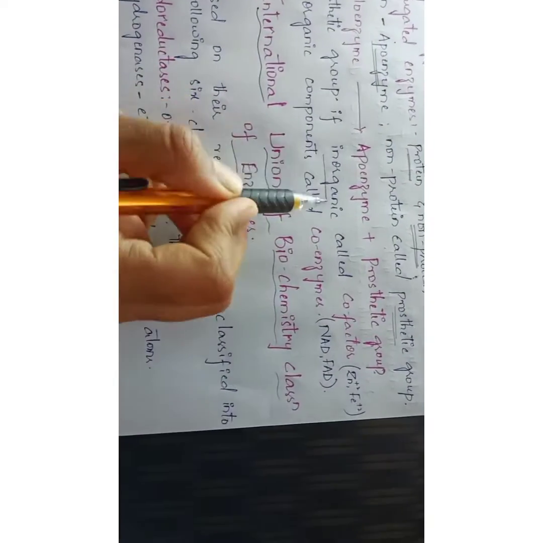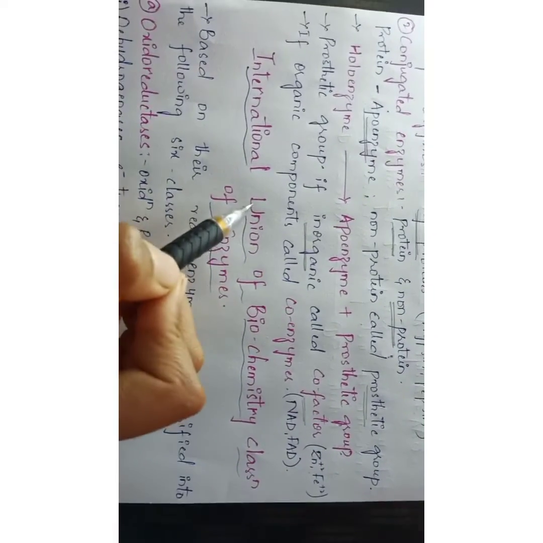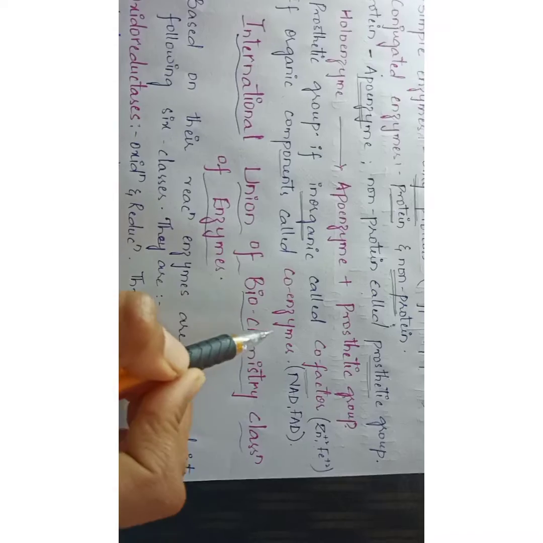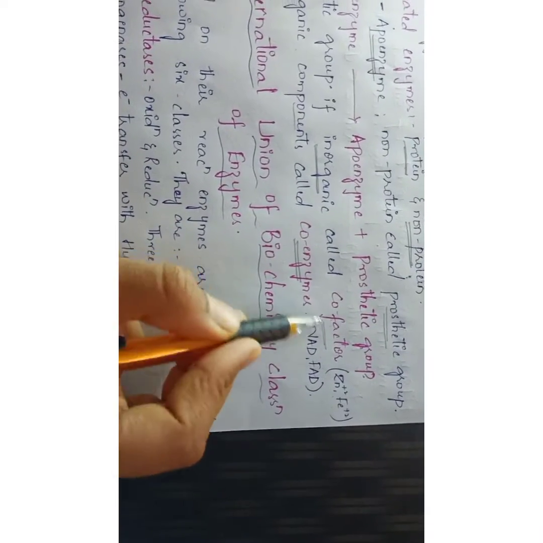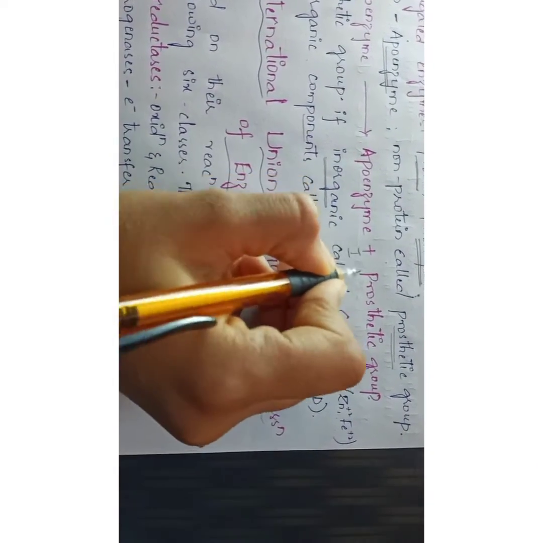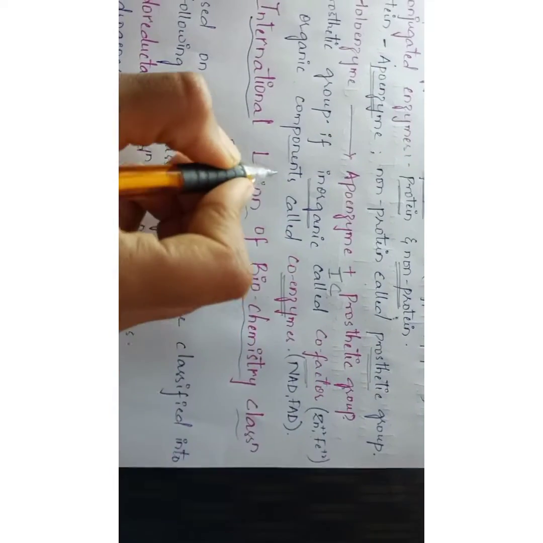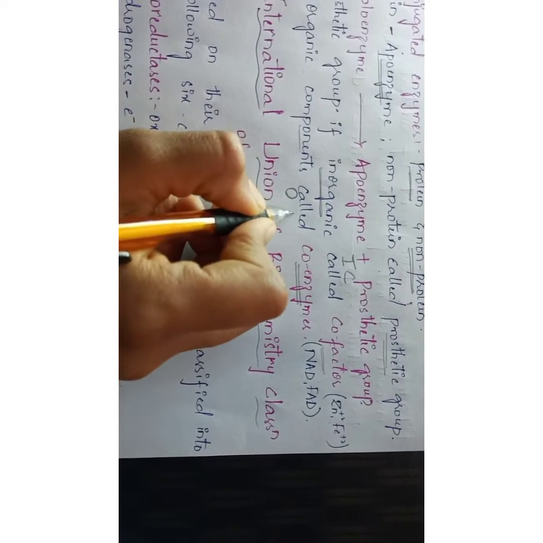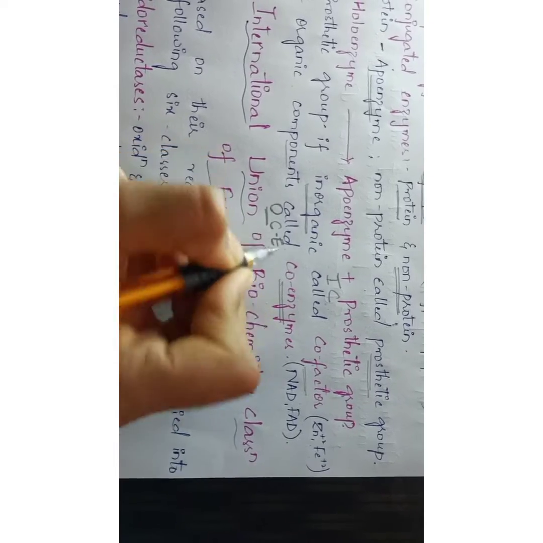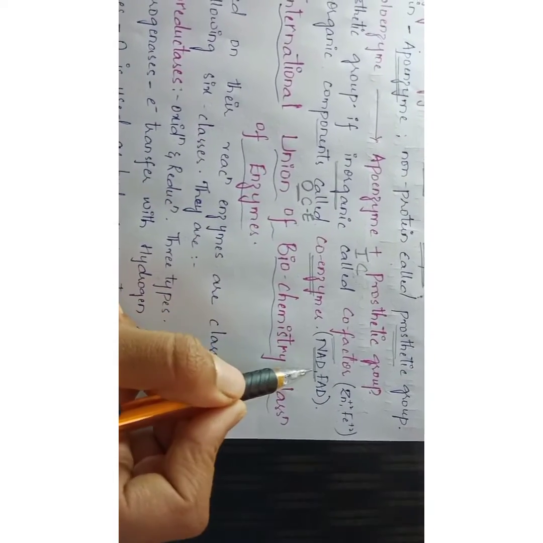If the prosthetic group is inorganic, then we call it a cofactor. Examples of cofactors are zinc and ferrous. If the prosthetic group is organic, then it is called a coenzyme. See here, cofactor is different, coenzyme is different. So IC, that is inorganic, cofactor, and organic, coenzyme. This is the shortcut. An example of coenzymes is NAD, FAD, etc.